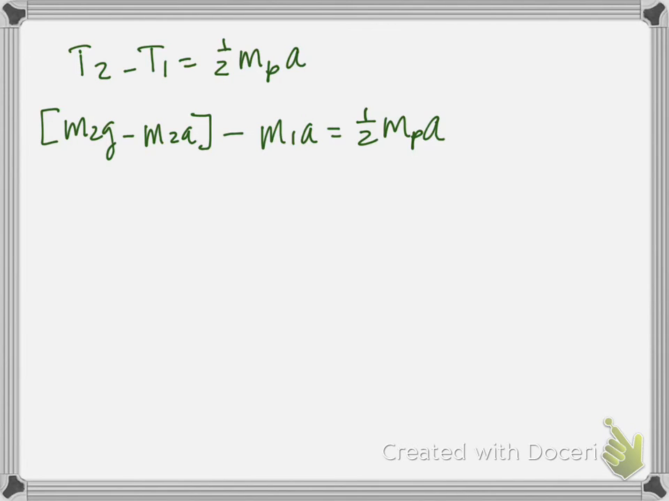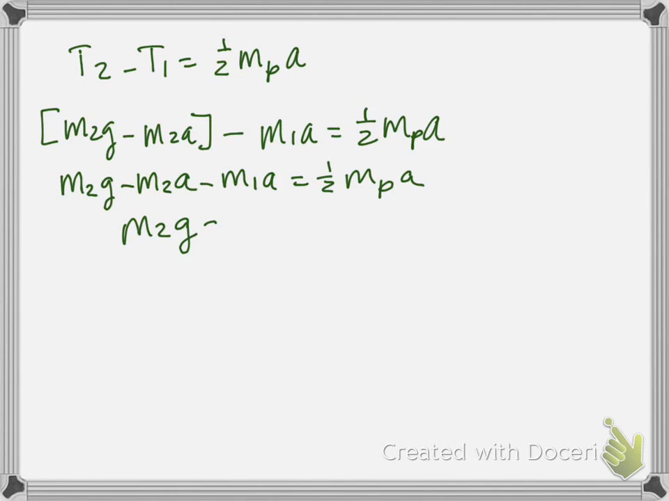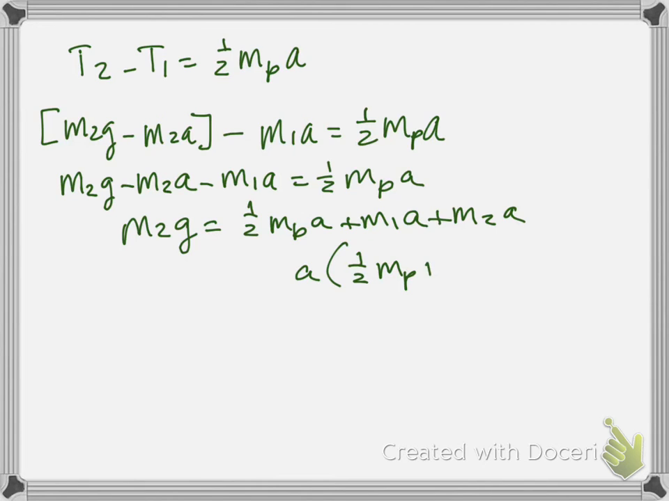Okay, so now again, how many times have I said this? It's just algebra. It's a mess, but it's just algebra. M2G minus M2A minus M1A equals 1/2 MP times A. Remember, I am solving for A, so I want to get all my A terms together. So M2G equals 1/2 MPA plus M1A plus M2A. So let's factor A. Here's that kind of annoying 1/2 the mass of the pulley, again, that keeps rearing its ugly head, plus M1 plus M2, equals M2 times G.